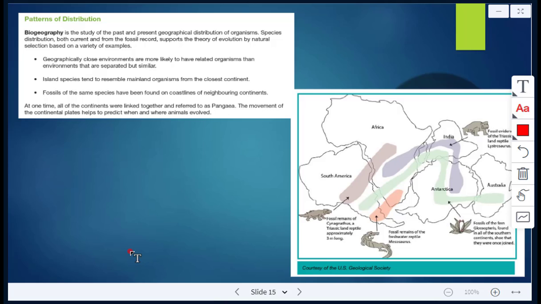Island species tend to resemble mainland organisms from the closest continent. Fossils of the same species have been found on coastlines of neighboring continents. Because at one time all the continents were linked together, which was referred to as Pangaea, and then the movement of continental plates helps to predict when and where animals evolved.